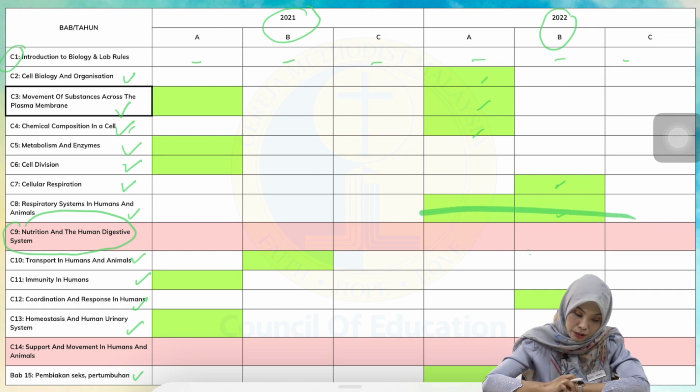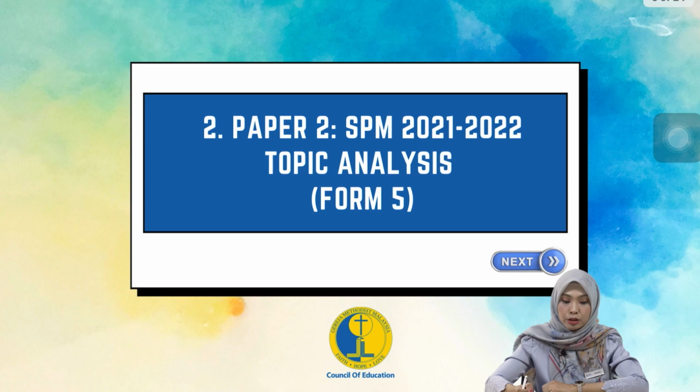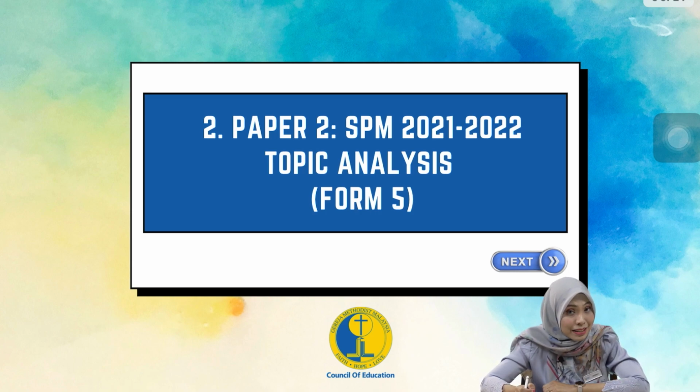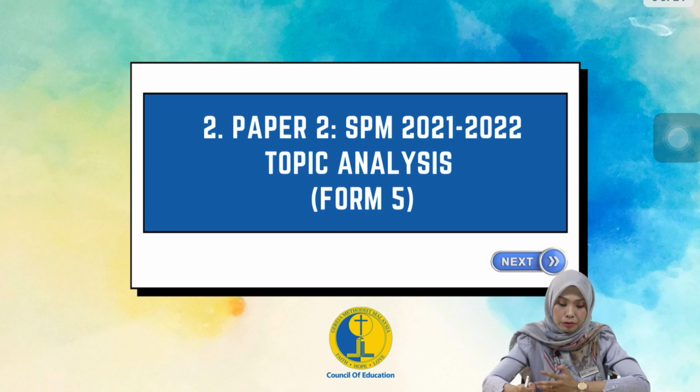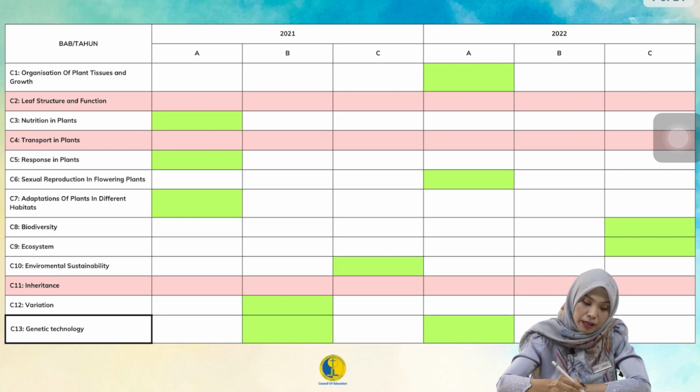Okay, let's move on to the next one. Let's go to the Form 5 topics analysis. Are we going to see the same pattern? Are they equally distributed or randomly distributed? Let's see. Take a look at SPM 2021.